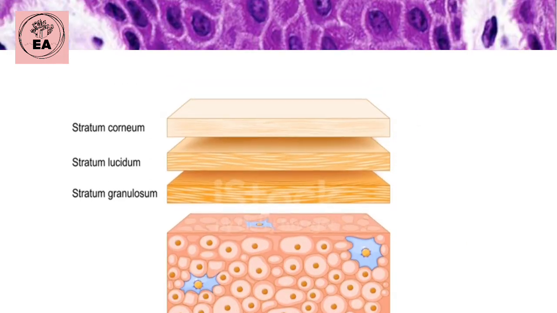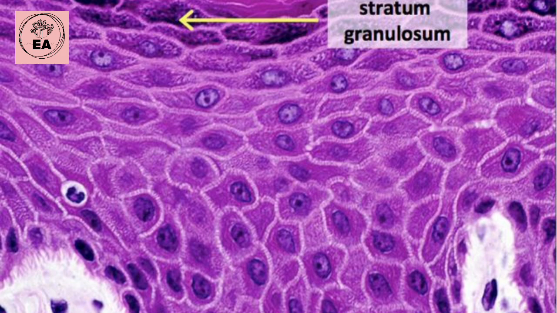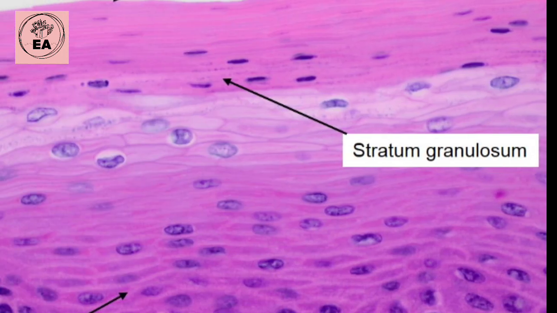Then stratum granulosum. It consists of cells that look like granules. These cells are almost dead and are pushed to the surface to replace cells that are shed from the stratum corneum. It is a thin layer of cells in the epidermis. Keratinocytes migrating from the underlying stratum spinosum become known as granular cells in this layer.